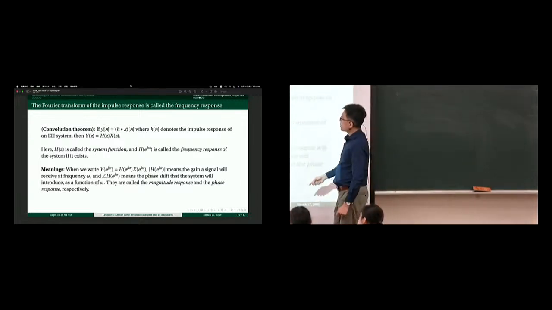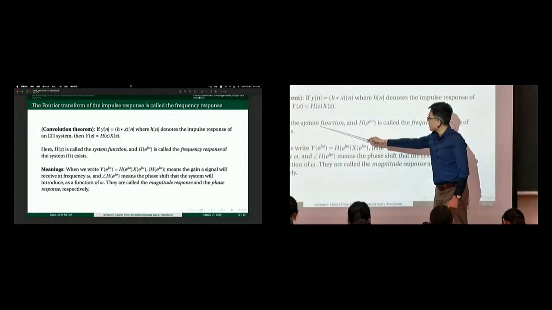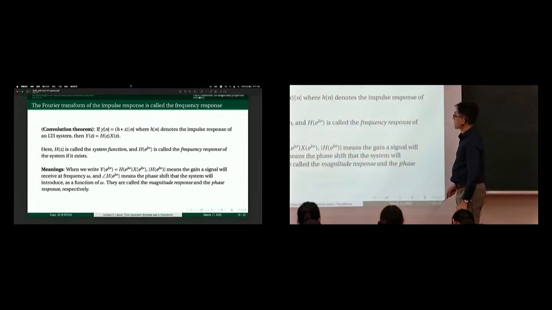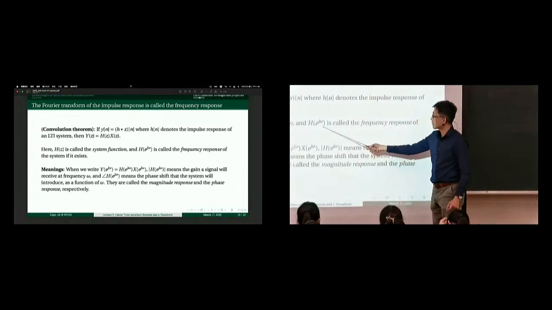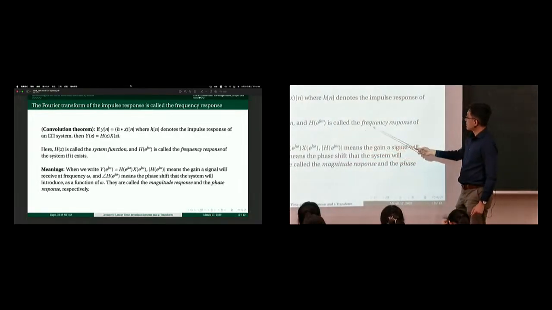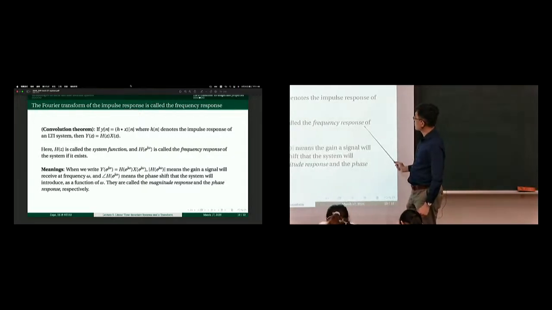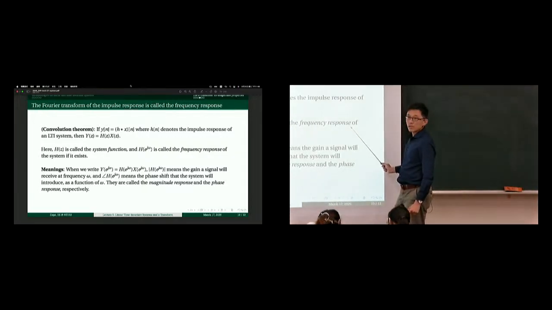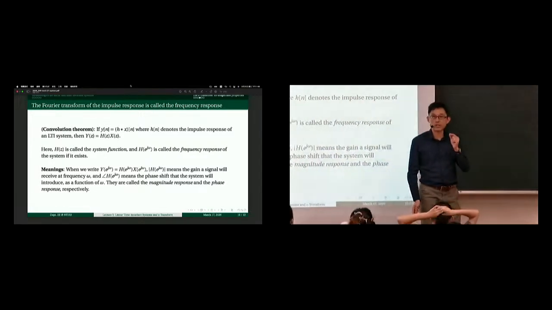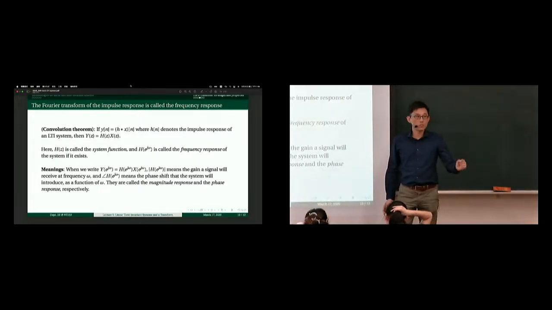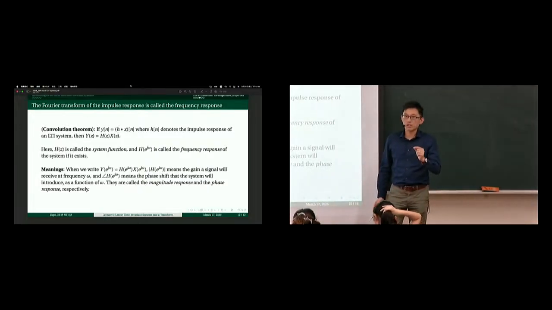So we often call big H the system function. And when we evaluate the system function on the unit circle, that's called the frequency response of the system, if it exists. When we say exists, we mean if the summation converges.